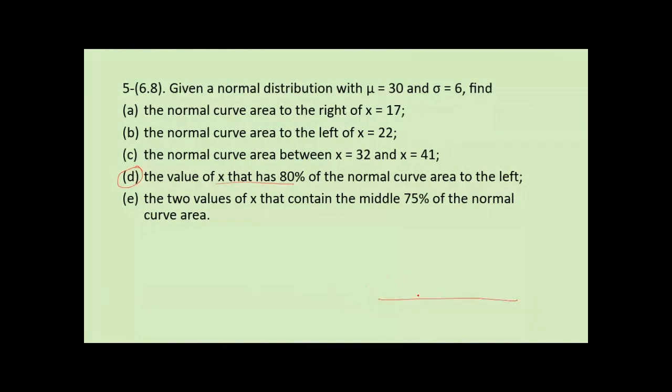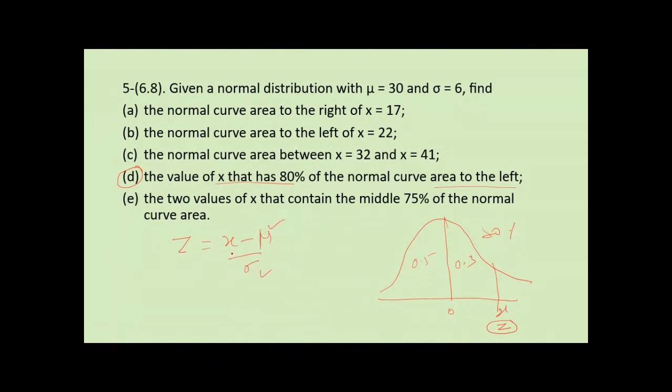So draw the graph roughly. 80% of the total area, which is 1, is on the left side of this x value. So it should be more than 0.5, isn't it? So 0.5 here, 0.3 here, totally 80%. Below this value, this x will give you a z value. The relation between z and x is z equals x minus mu divided by sigma. We know mu, we know sigma.